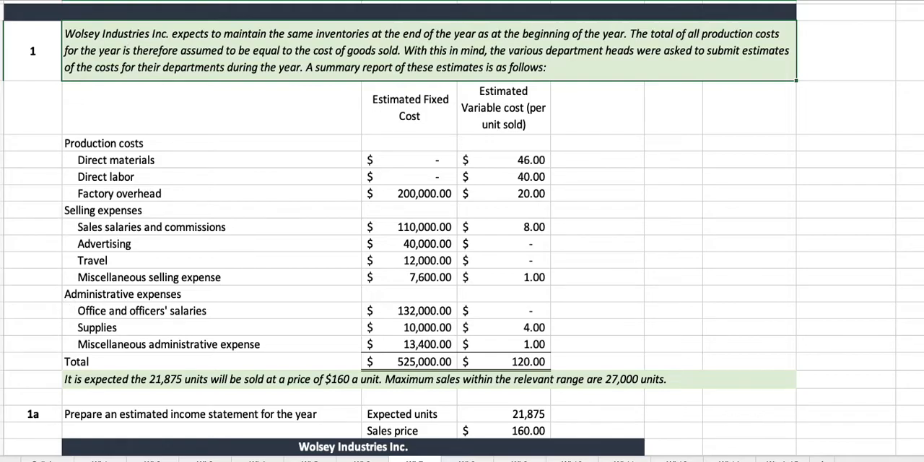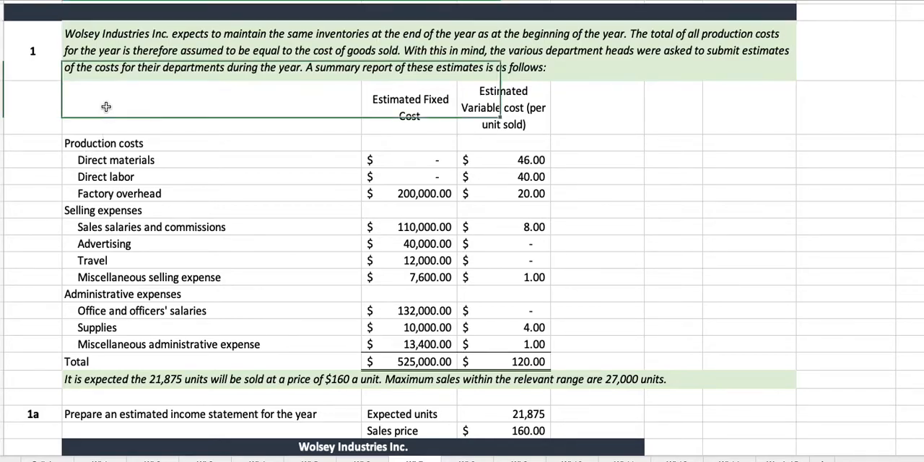Woolsey Industries expects to maintain the same inventories at the end of the year as at the beginning of the year. The total of all production costs for the year is therefore assumed to be equal to the cost of goods sold. With this in mind, the various department heads were asked to submit estimates of the costs for their departments during the year. And we see that summary right here.